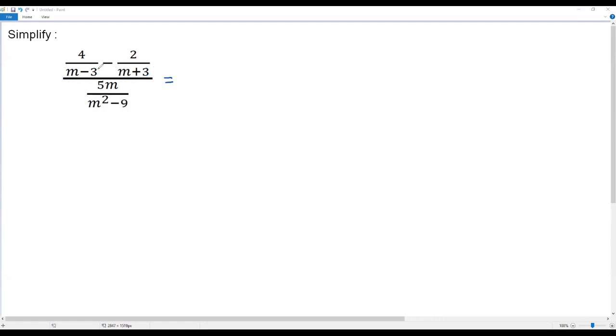For that, to do subtraction, we have to do cross multiplication. That is, the numerator of the first fraction has to be multiplied by the denominator of the second fraction, and the numerator of the second fraction has to be multiplied by the denominator of the first fraction. So when I do so, I'm getting 4 times (m + 3) - 2 times (m - 3). Finally, we have to multiply the two denominators in this cross multiplication process.